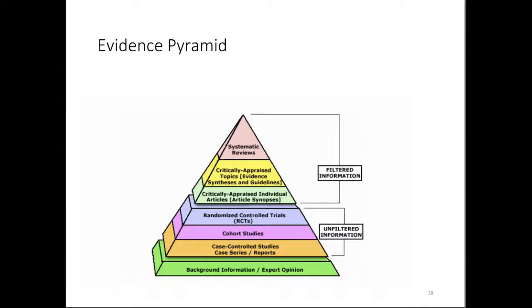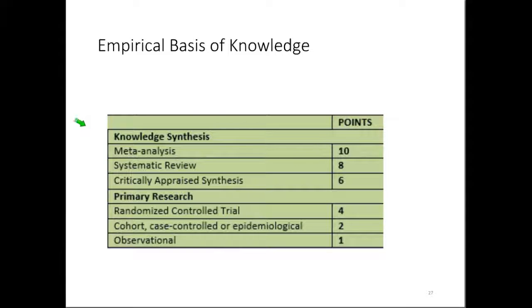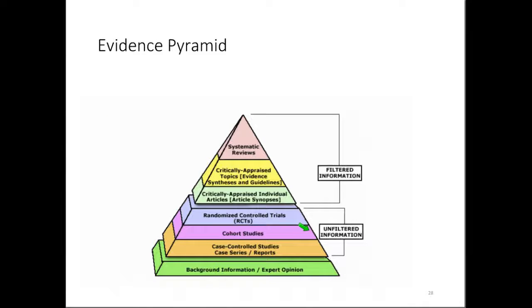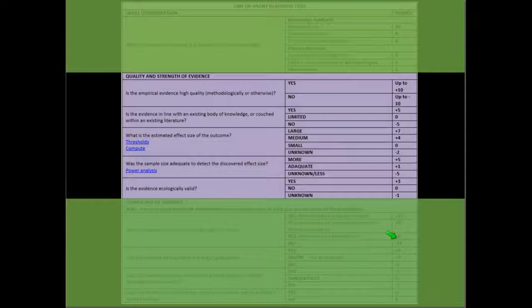Okay. So again, let's just go back one second here. If we look at the points, you'll see the most points awarded for the knowledge syntheses, less points for the primary research, and this is based off the evidence pyramid where systematic reviews and filtered information are at the top of the pyramid, and unfiltered information such as case-controlled studies and cohort studies are down here. So again, initial considerations are based off this evidence pyramid.